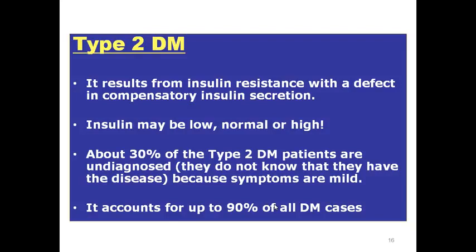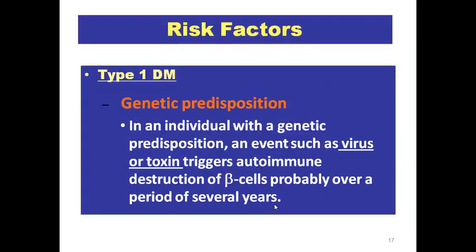Insulin may be low, normal, or high. 30% of type 2 diabetic patients are undiagnosed. They don't know that they have the disease. 90% of all cases of diabetes are type 2 diabetes.